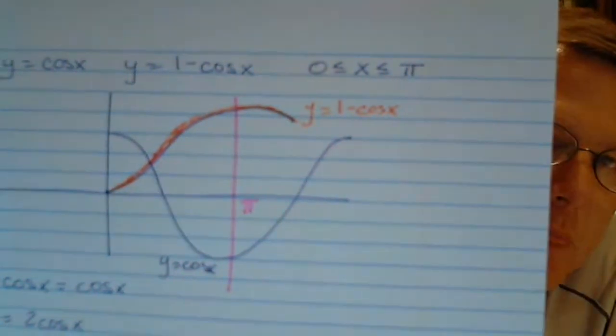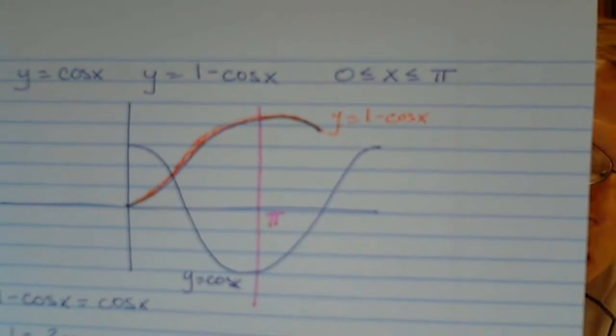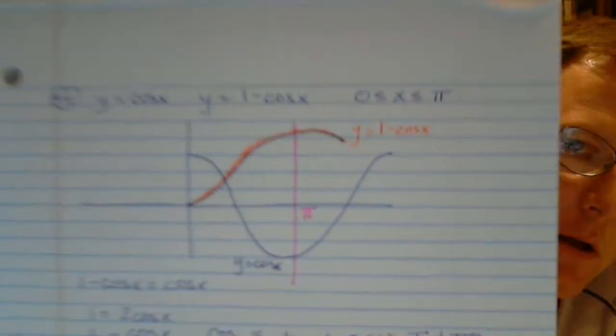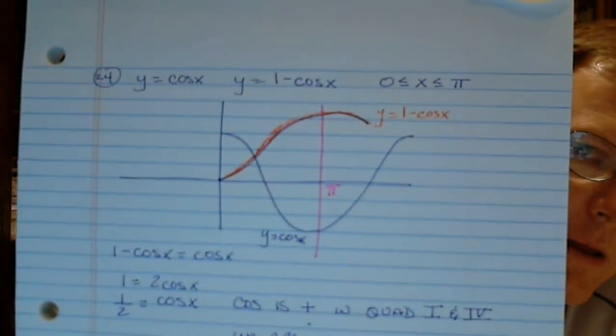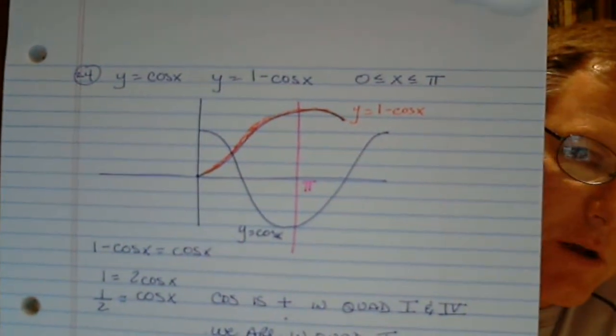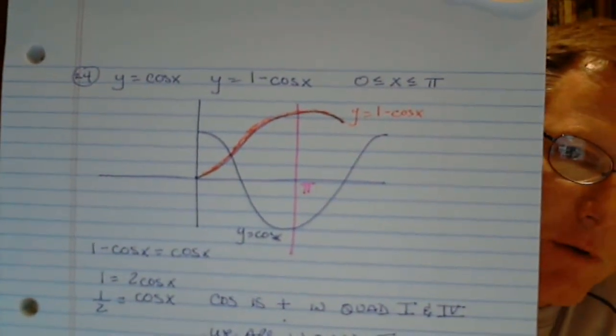Now, the next one we have to work on is number 24. And just like number 18, number 24 is going to require two different integrals. I've already drawn the graph. You'll notice that the graphs are y equals cosine x, that's the blue graph, and then we have y equals 1 minus cosine x, and that's kind of the orange scribbly graph there at the top.